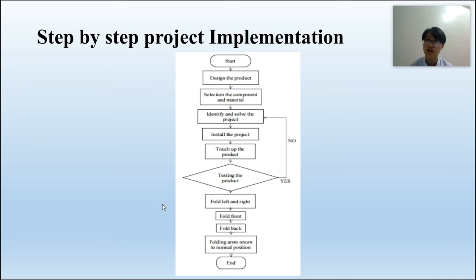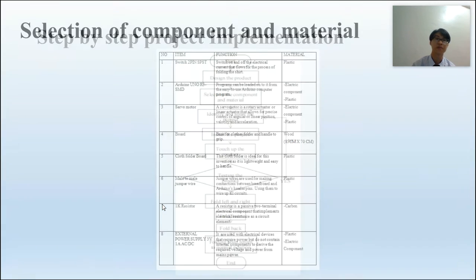First is to design the product, and then selection of the component and material, and then identify and solve the project. After that, install. Install is to start up the project, and then testing. If testing is not successful, turn back to identify and solve the project. If successful, the product will function until the floating arm returns to the normal position, and then that's it.